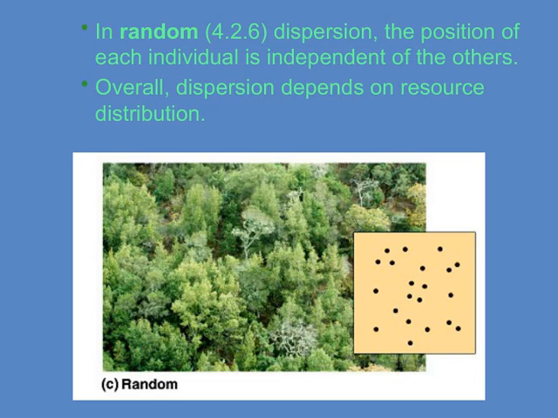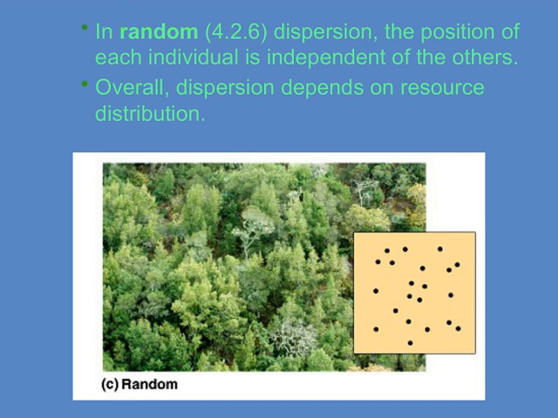In random dispersion, which is covered in section 426, the key idea is that the position of each individual is independent of the others. This means that where one individual is located doesn't influence where the next one might be. It's like tossing seeds randomly across a field without any pattern or clustering.